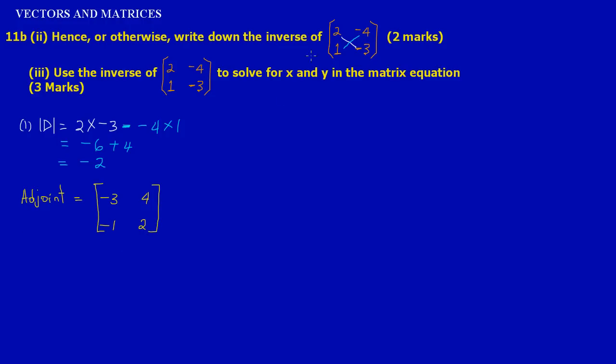Now to find the inverse, that's what they ask us to find there. Now the inverse is equal to 1 upon the determinant. So I'm going to place 1 upon -2. So that's -1/2 really. All right, and that is multiplying the adjoint. So my -3, 4, -1, 2. All right, so it's pretty much that easy, and that would be an easy 2 marks.